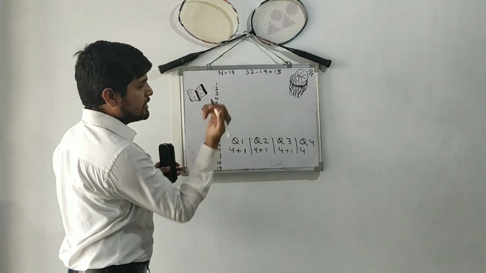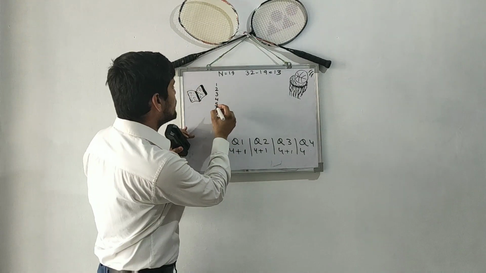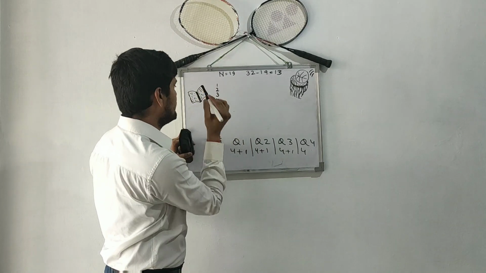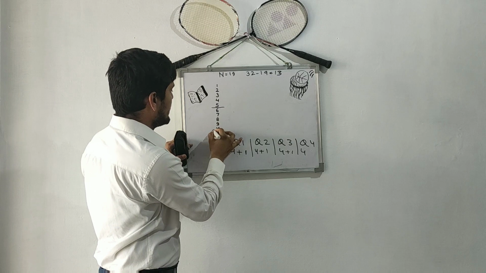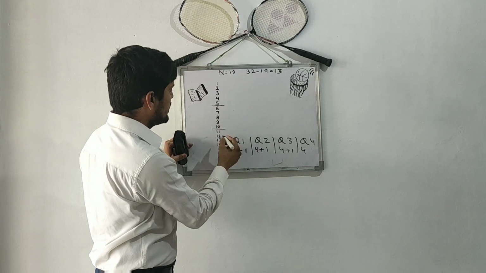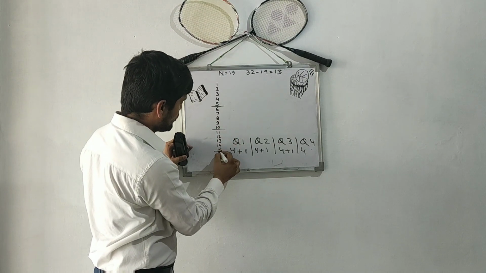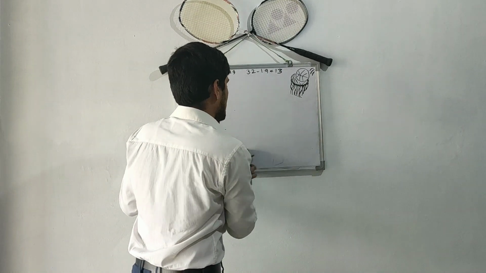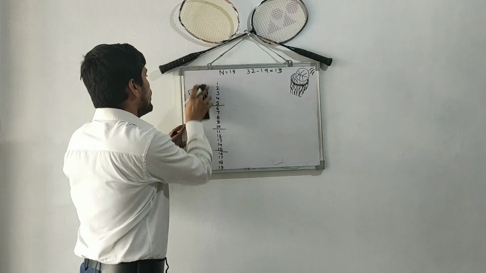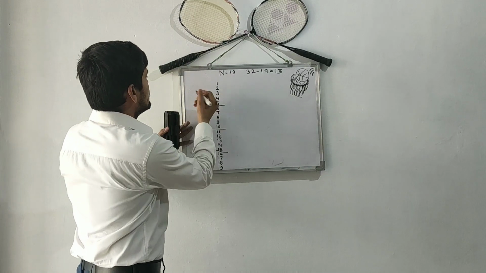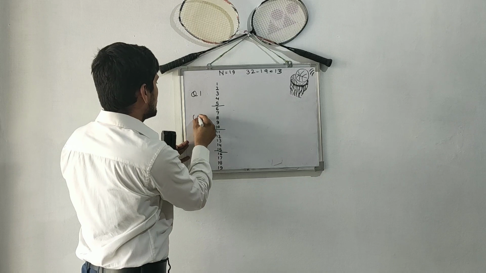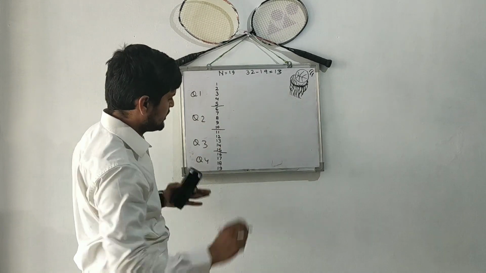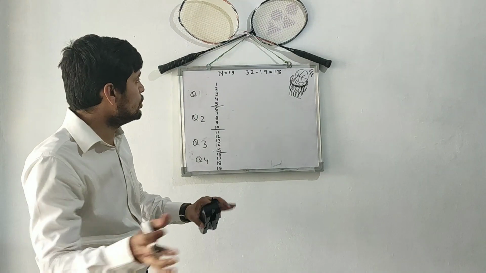According to this, first you have to divide. Then 4 plus 1 is 5 for quarter 1. Then 4 plus 1 is 5 for quarter 2. Then 4 plus 1 is 5 for quarter 3. So here you divided this fixture in quarters: quarter 1, quarter 2, quarter 3 and quarter 4. Is it fine? This much is clear to you?